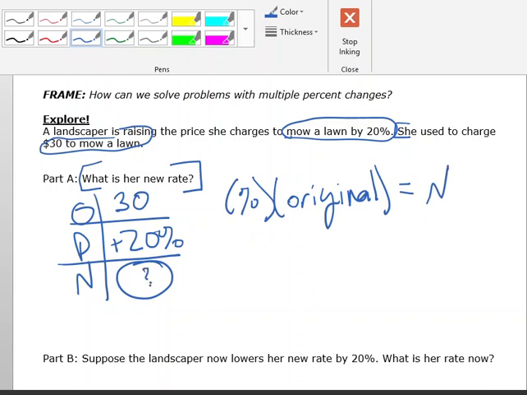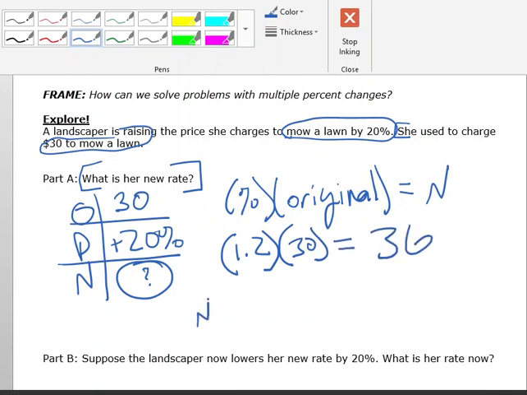That looks like a zero. Let me put a question mark in there. And so I'm going to do 1.2 because that's what she's paying. That's 120% times 30. Okay, and when I do that, I'm going to get 36. So her new rate is equal to $36.